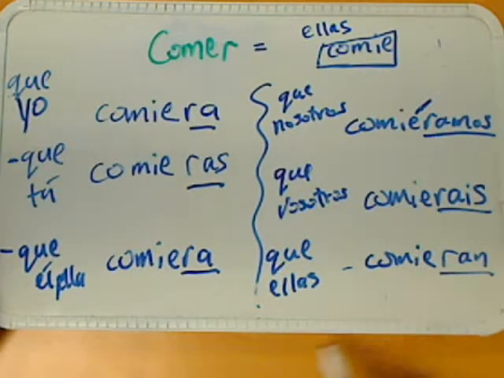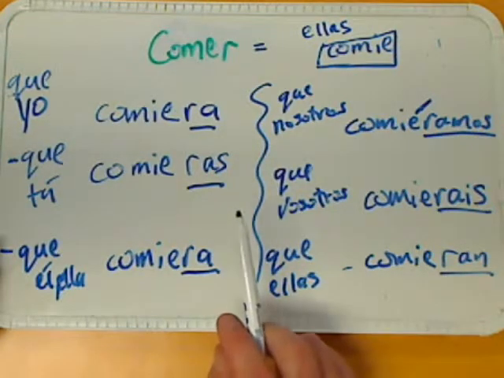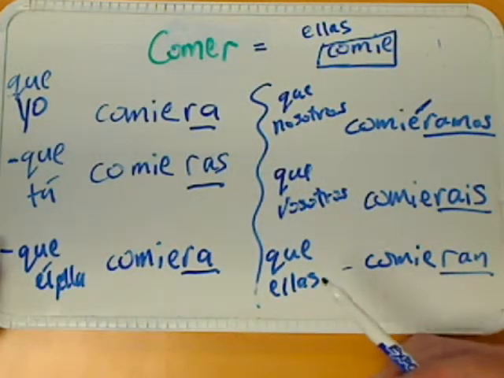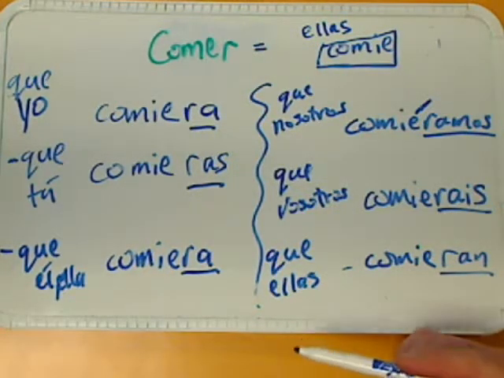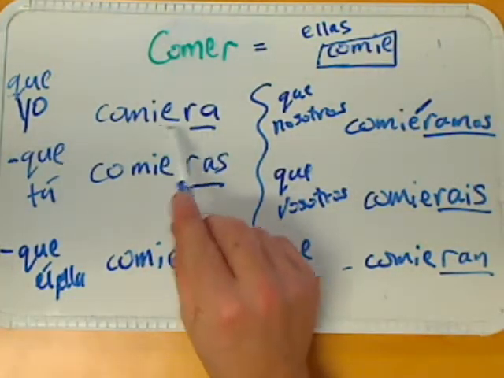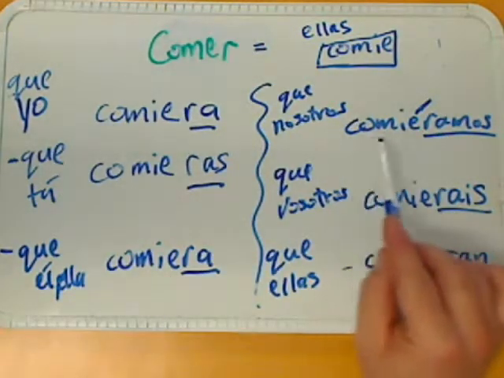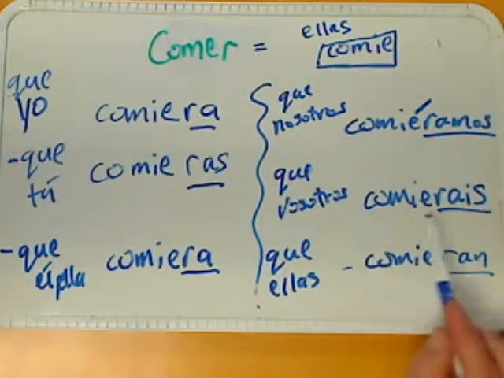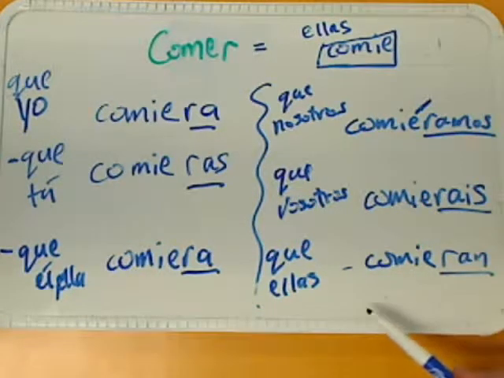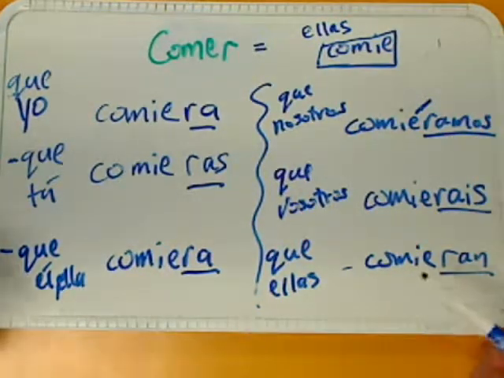Again, these are the endings for the imperfect subjunctive, in this case using the -ra ending. There is a -se ending, but I'm emphasizing the -ra in this one. Que yo comiera, que tú comieras, que él, ella, usted comiera, que nosotros comiéramos, que vosotros comierais, y que ellas, ellos y ustedes comieran.